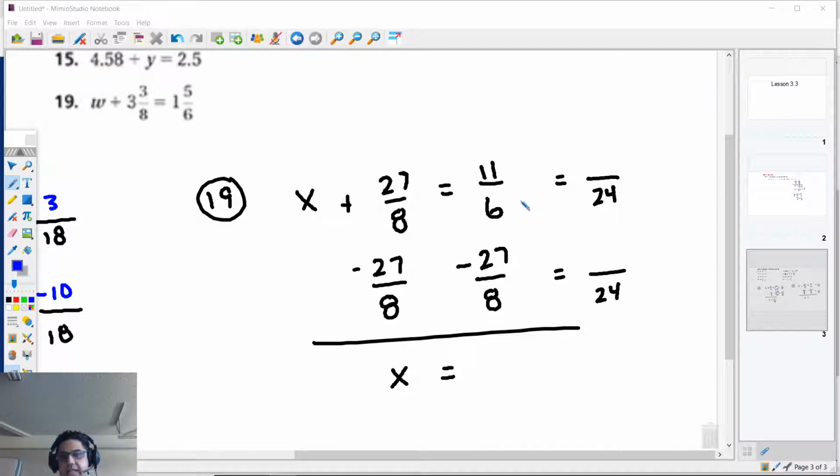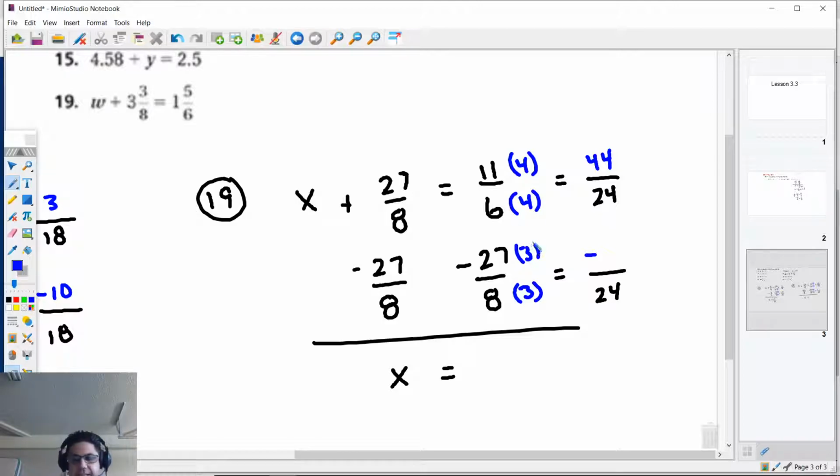So let's see. 6 times 4 is 24, so 11 times 4 is 44. 8 times 3 is 24. Negative 27 times 3, so that's going to be negative. So I know 20 times 3 is 60, and 7 times 3 is 21, so 60 and 21 gives me 81. Or you can go off to the side and do 27 times 3. There we go, negative 81.